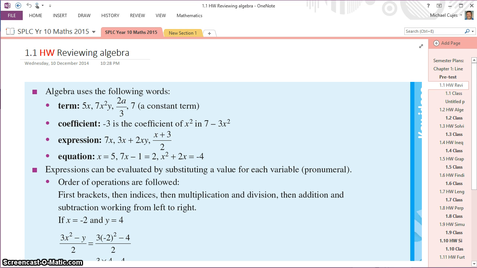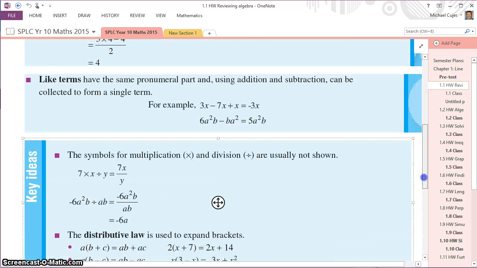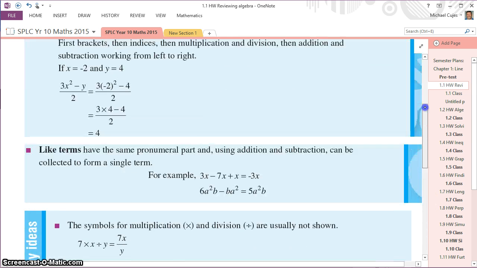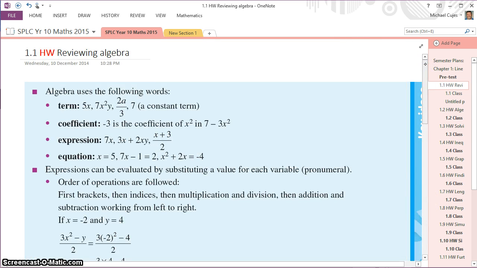If you want to have a good practice and make sure you fully understand those, when I get to the right part, you'll be able to see down here, those Education Perfect terms and definitions. That's a good place to practice, making sure that you fully understand the difference between a term, an expression, an equation, and what it is.